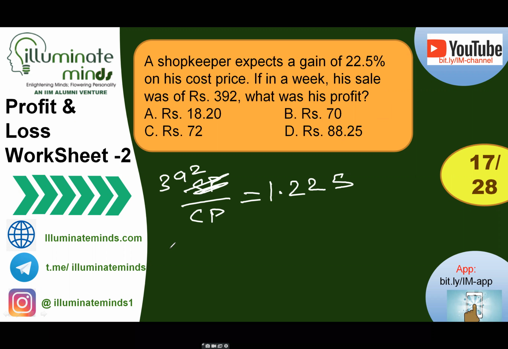392 divided by 1.225 will lead me to the cost price. Cost price is 320. So profit is nothing but the subtraction of the selling price and cost price, which is 392 minus 320, that is 72. Okay.